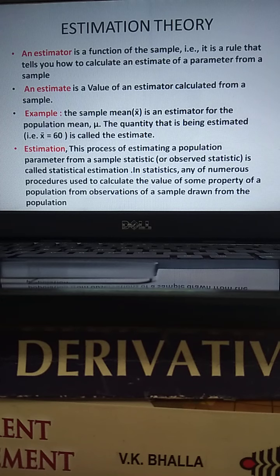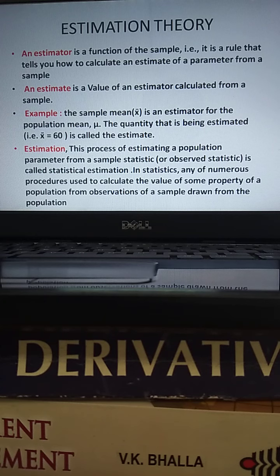Now we continue with yesterday's lecture. Yesterday we had been discussing estimation theory. Estimation theory is one of the wings under inferential statistics. Inferential statistics has been divided into two areas. One is called testing of hypothesis and the other is theory of estimation, or estimation theory.